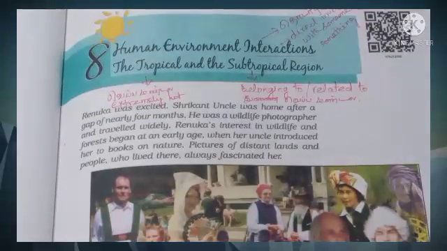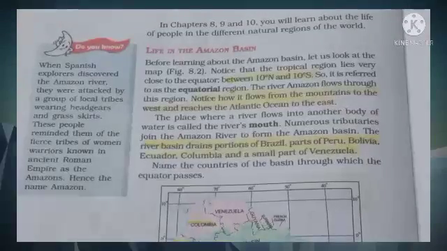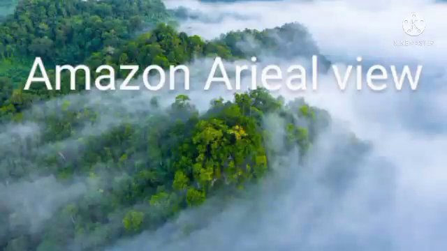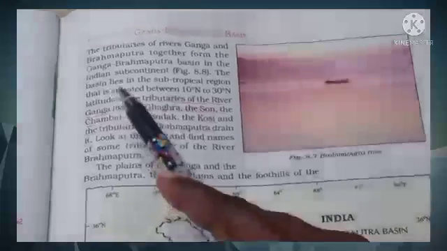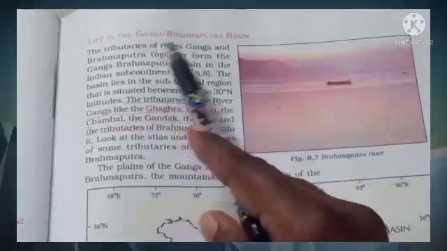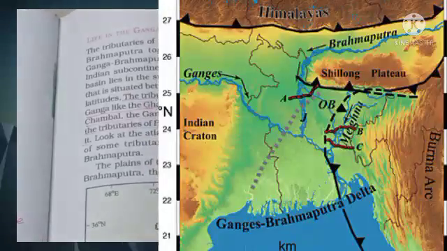Geography, chapter 8, Human Environment Interactions, the tropical and the subtropical region. In the previous session, we learned about life in the Amazon basin. In this session, we will discuss life in the Ganga Brahmaputra basin.